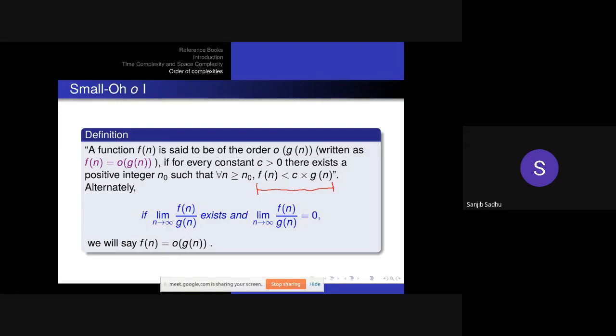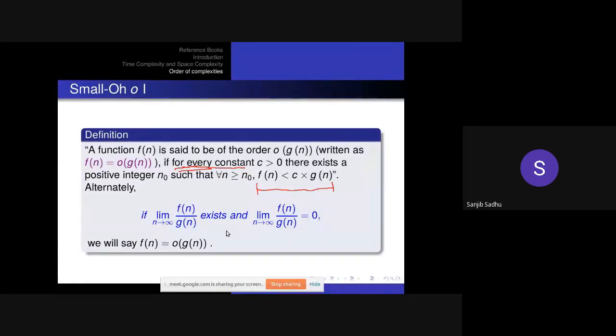And here you also see: for every constant, not there exists a constant. These are the two differences from big O. For every constant c greater than 0, there exists a positive integer n naught such that for all n, this is strictly less than. And in this case, the limit of f(n) by g(n) will be equal to 0, and we shall say f(n) is small o of g(n).